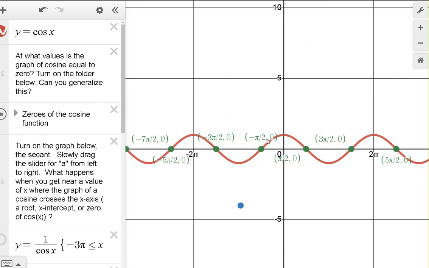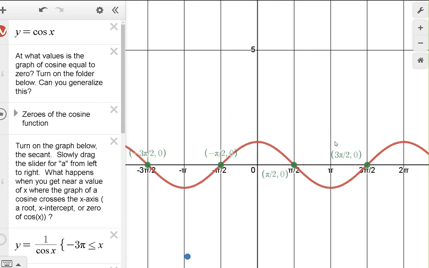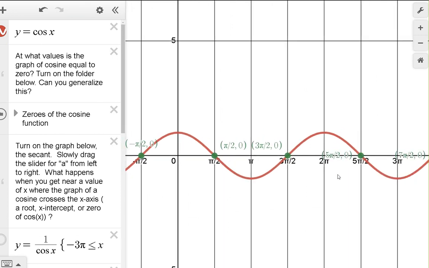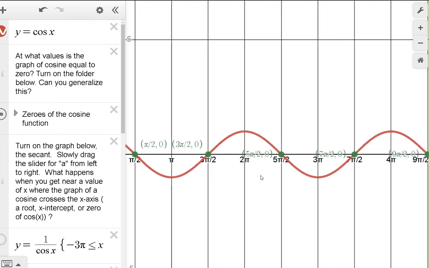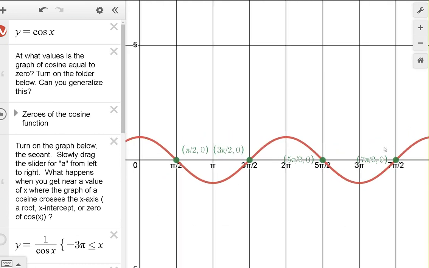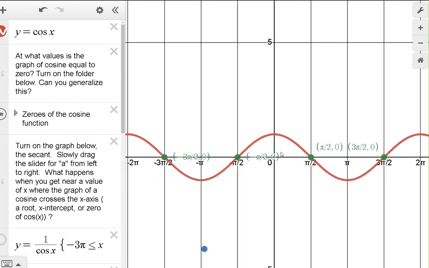There. So there's where the cosine is 0. You can see it. It's at pi over 2, 3 pi over 2, 5 pi over 2, 7 pi over 2. Can anyone predict what would be the next place where cosine is 0? 9 pi over 2. How about to the left here? Cosine of pi over 2, negative pi over 2, negative 3 pi over 2. What will be the negative 5 pi over 2? So the cosine of x is equal to 0 at odd multiples of pi over 2.